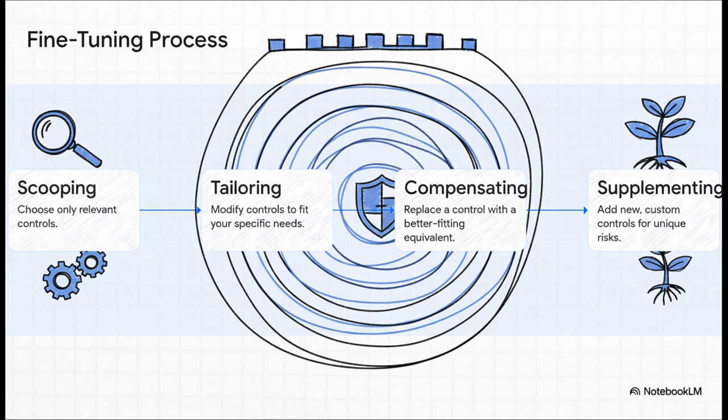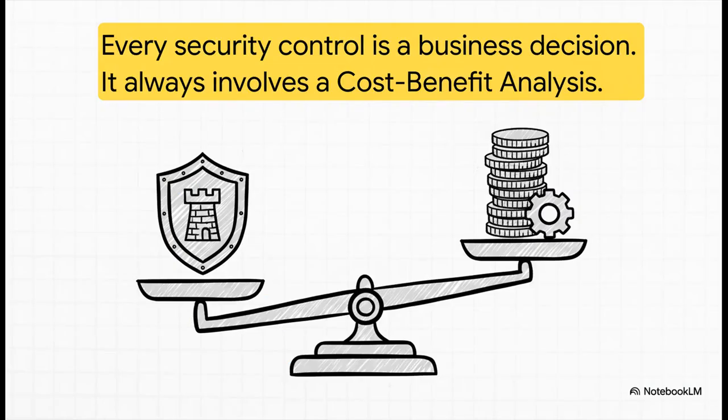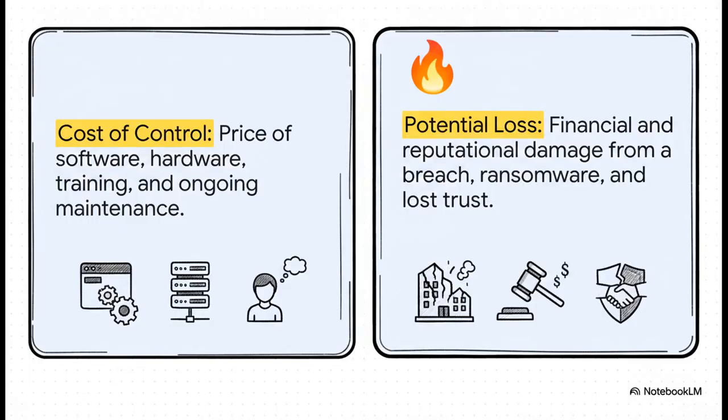All right, let's talk about the elephant in the room: money. None of this is free. All these controls, all these layers and standards, they cost money to buy, to set up, and to maintain. And this leads us to a really critical business question. How do you balance being protected with being practical? Because at the end of the day, every single security decision is also a business decision. You always have to weigh the price of putting in a protection against the risk of what happens if you don't.